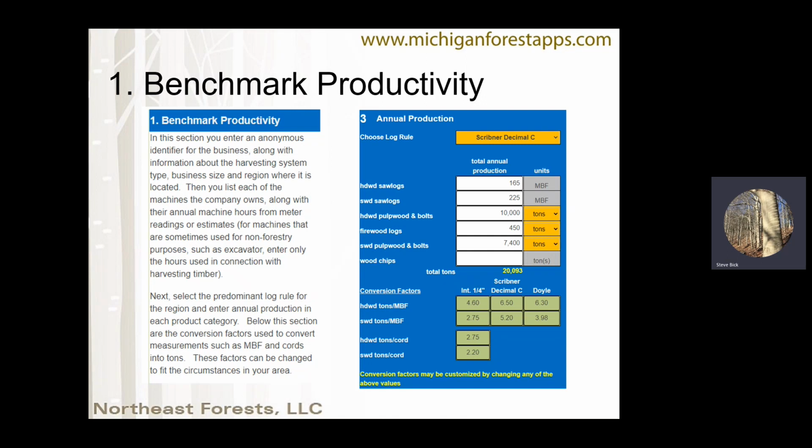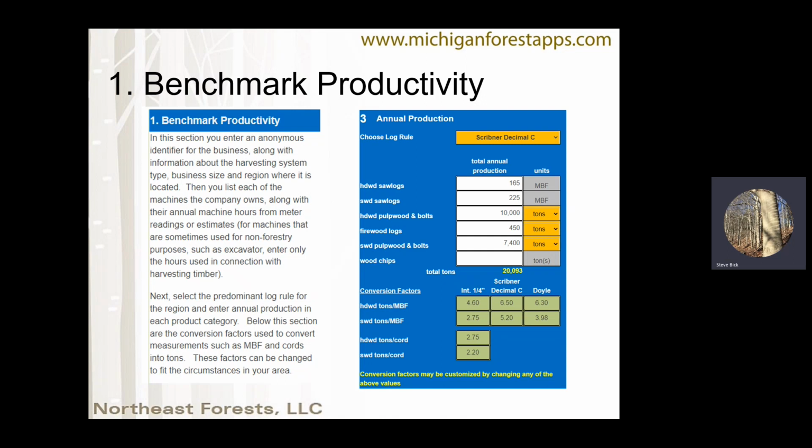You can choose whatever log rule you prefer: International, Scribner Decimal C, or Doyle. You'll put in your annual production in 1,000 board feet for both hardwood and softwood saw logs. You'll enter your hardwood pulpwood or bolts production. That can be in tons or cords. Same for firewood, softwood pulpwood or bolts, and then wood chips.